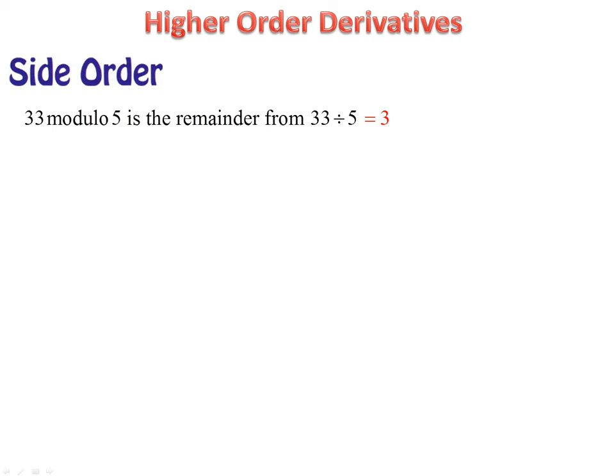The way we're going to write it is as it's done in Excel, with an equal sign obviously in Excel. Mod 33, 5, and the same in most computer programs. That means 33 divided by 5. What's the remainder?